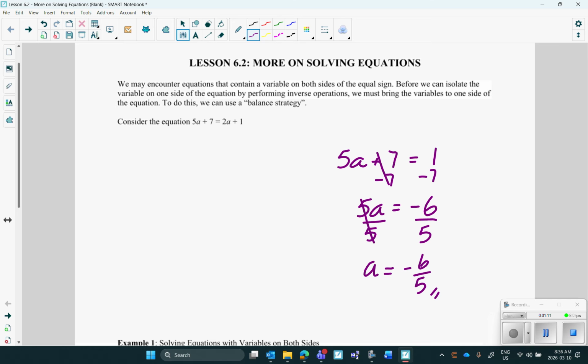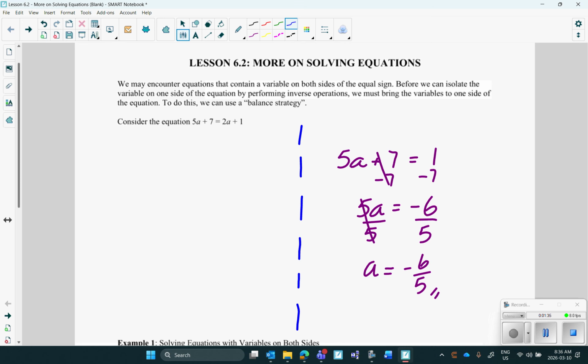So we talked about two-step equations. What happens though, and this is a very similar question, notice this time we've got variables on both sides of the equal sign. So this is a little different than this one, okay?